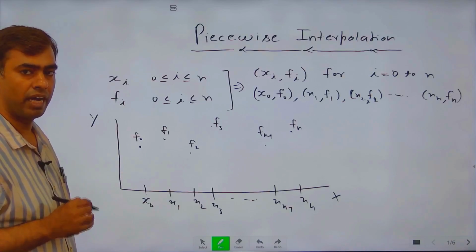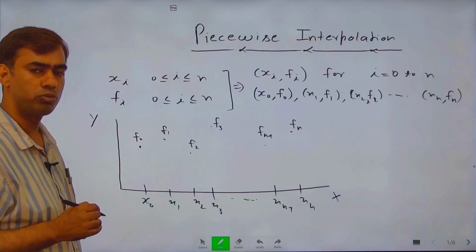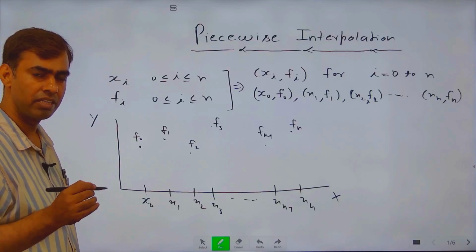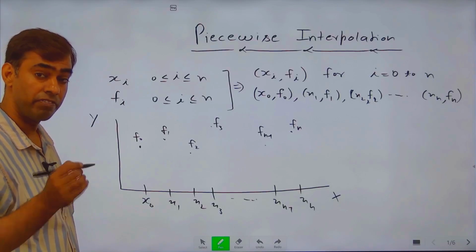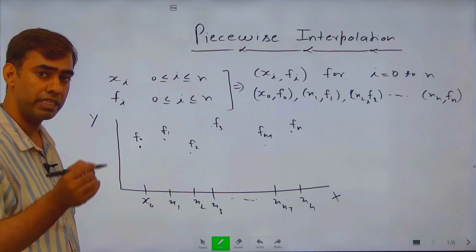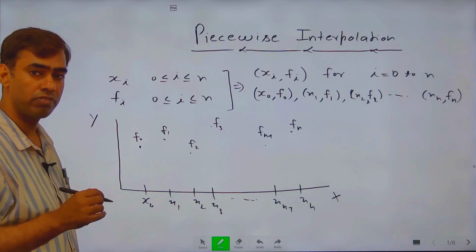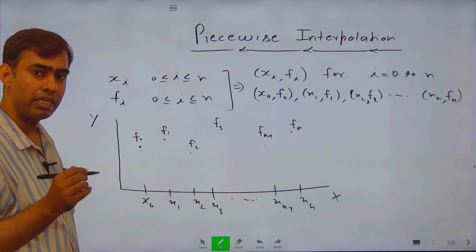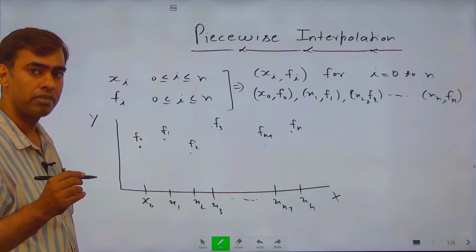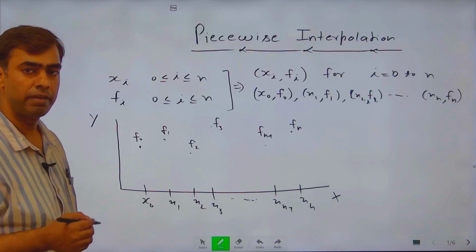Once again I repeat: if the number of data is too large, and we have n plus 1 data and fit a polynomial of degree n, then due to round off error we are unable to find an accurate result if the degree of the polynomial is too high. That is why there is a need for piecewise interpolation.